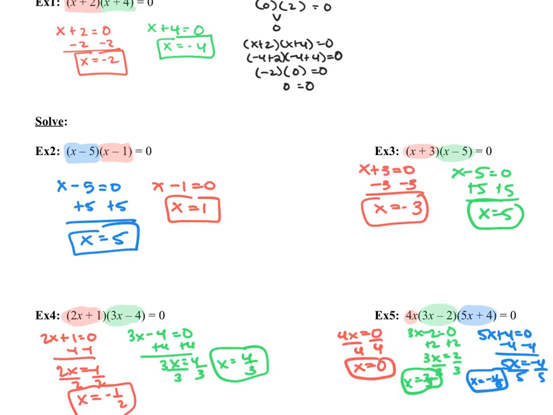Okay, so on example 3, again, I've got two binomials, red and green. My answer is 0, so I either know that x plus 3 equals 0 or x minus 5 equals 0. I solved both those equations, and so my two roots are negative 3 and 5.